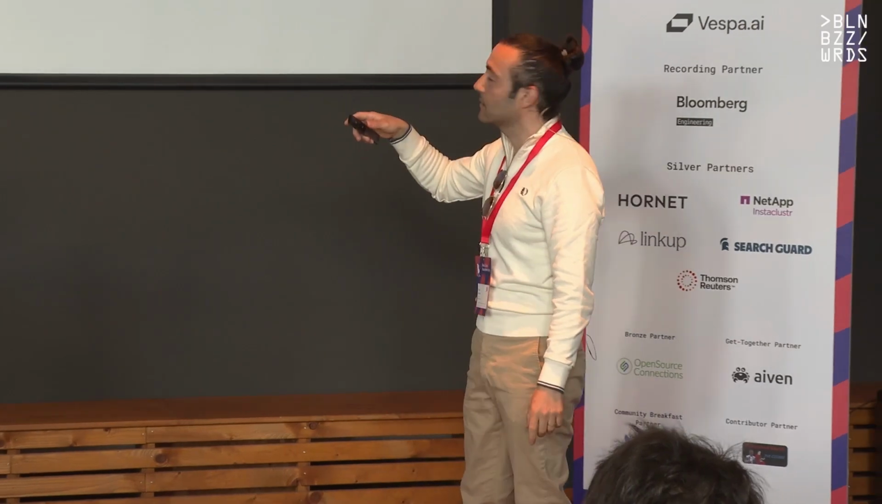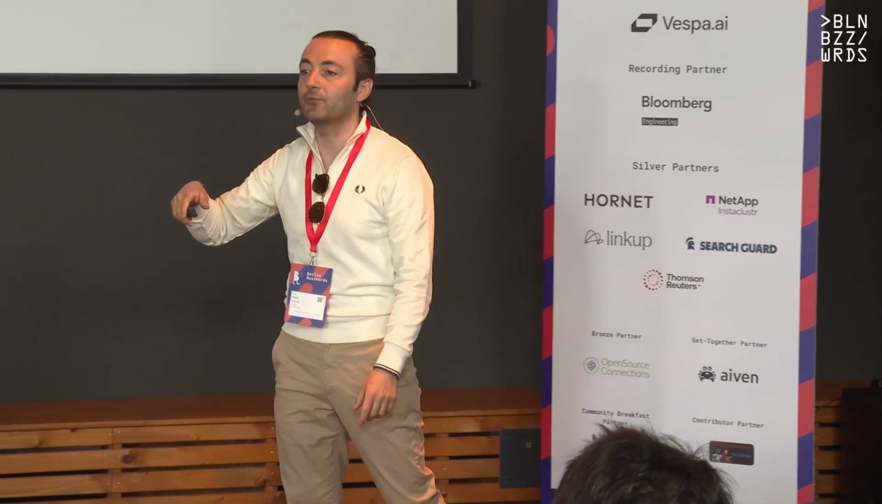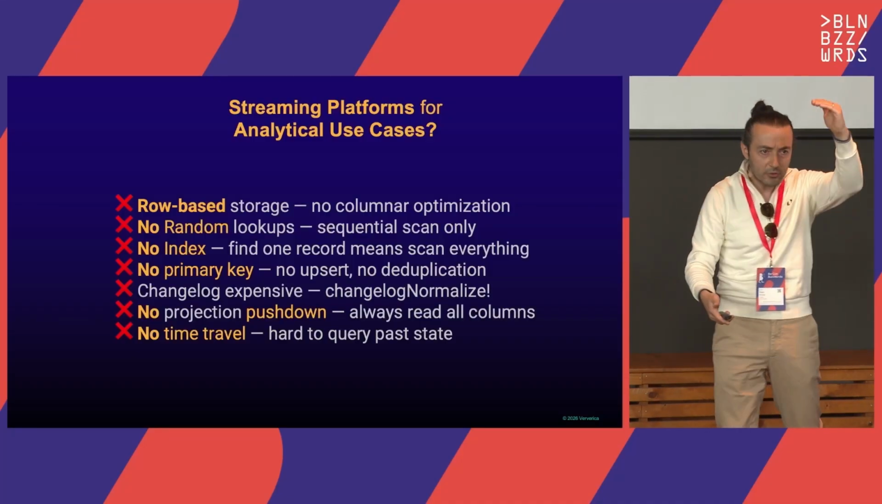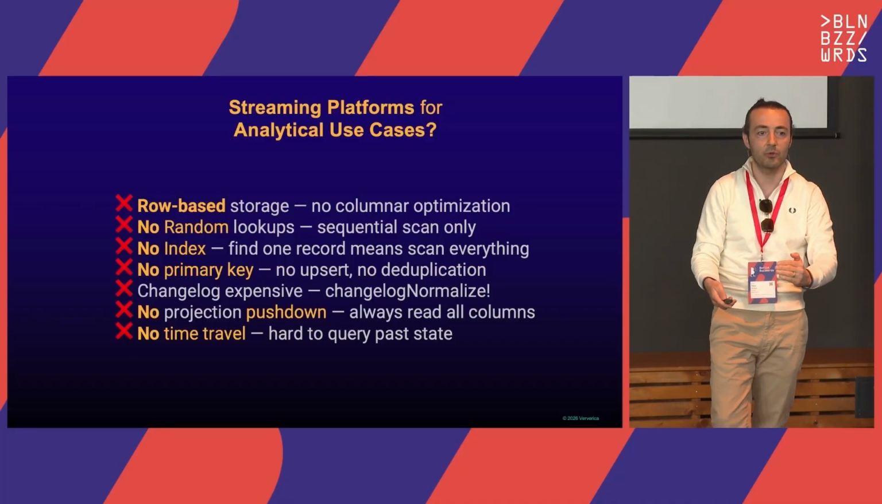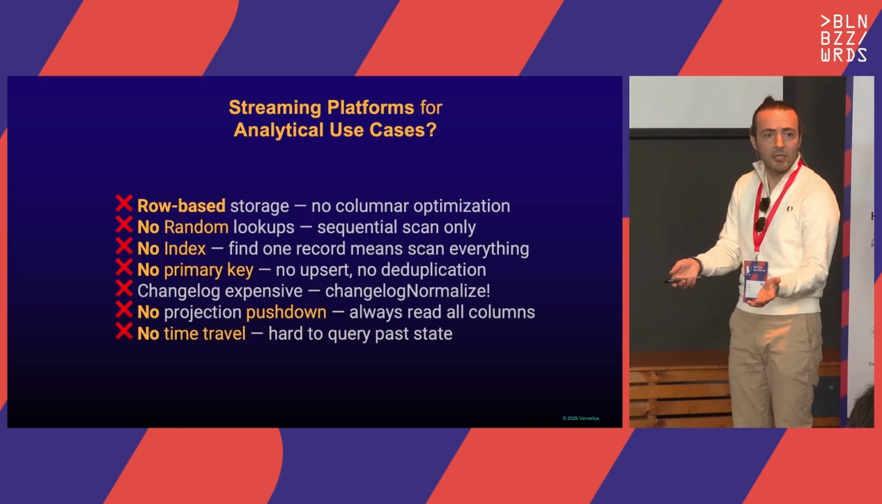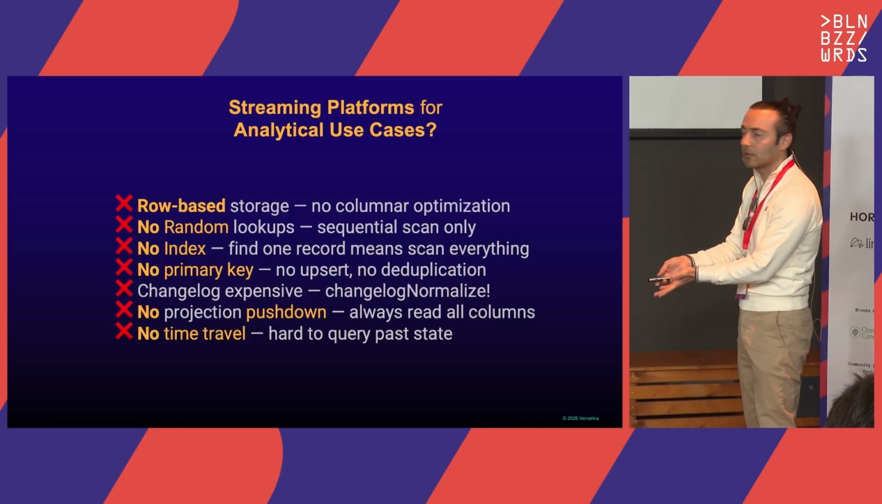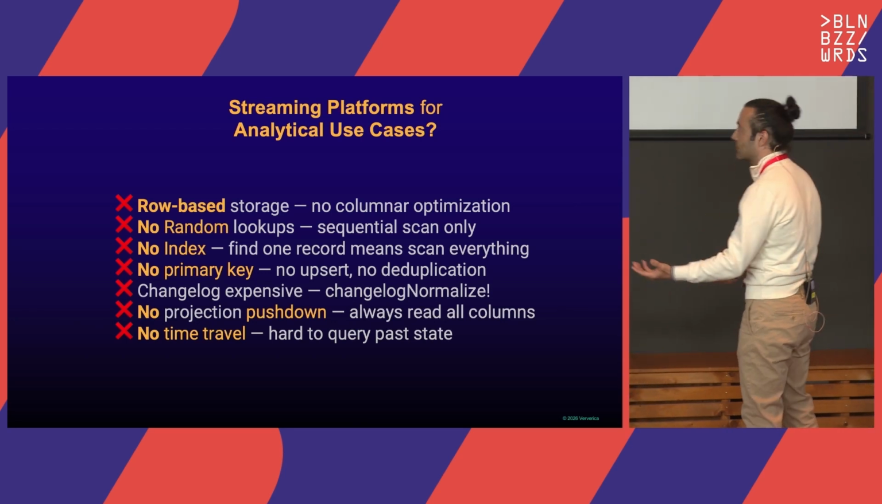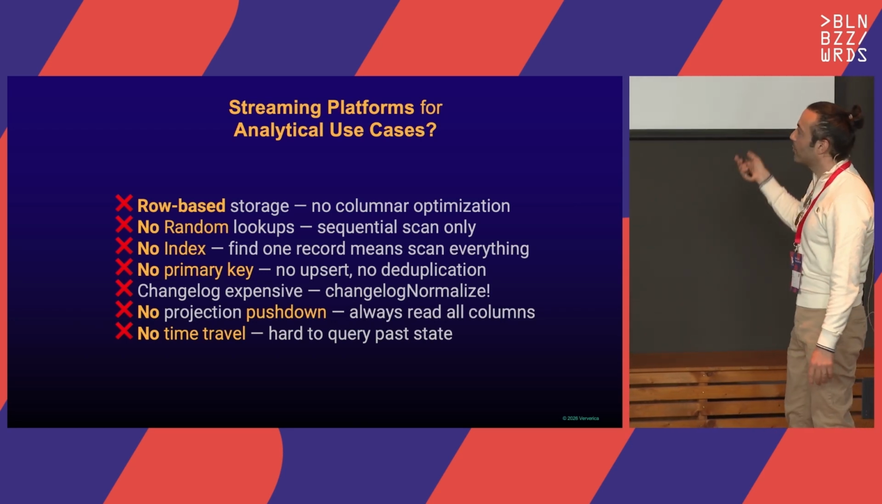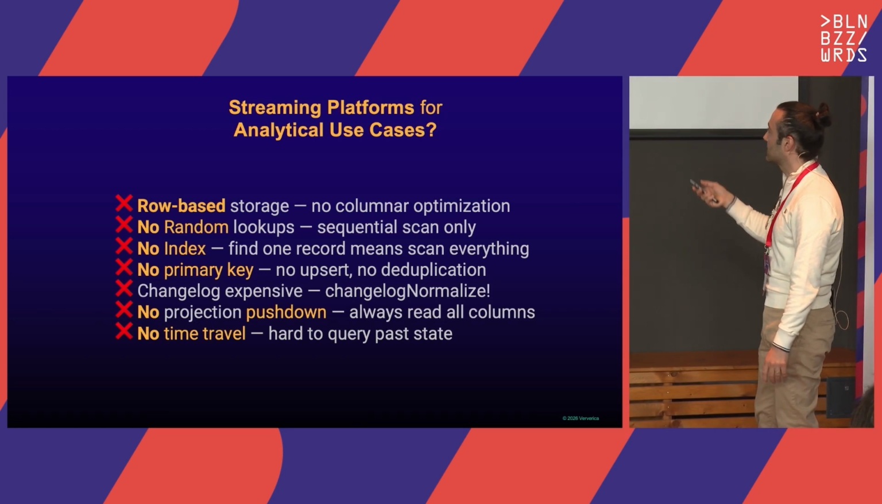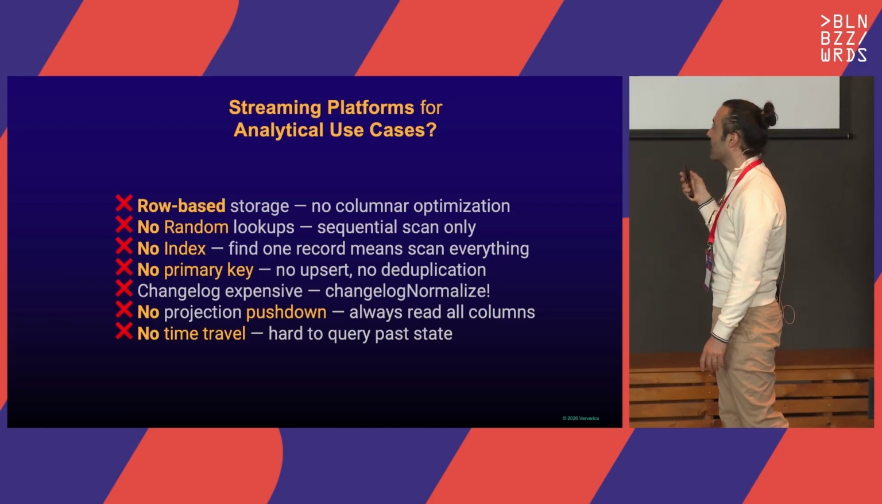It's row-based. If you would like to query, for example, a random lookup within our Kafka topic, we cannot do it. We need to go over all the events within the topic. But this is basically how it is. It's not a bad thing. This is how they are built to handle event storage. We have no primary key within the Kafka topics, no projection pushdown, no time travel.